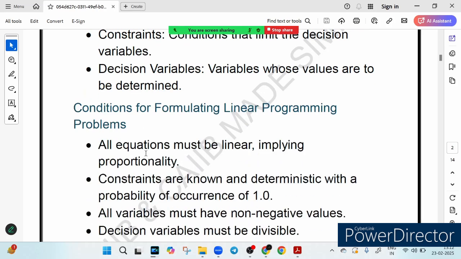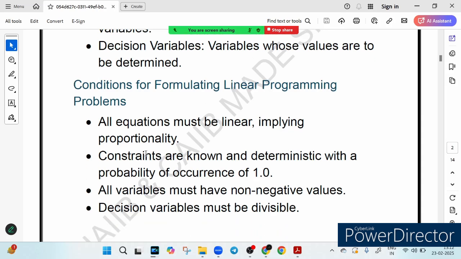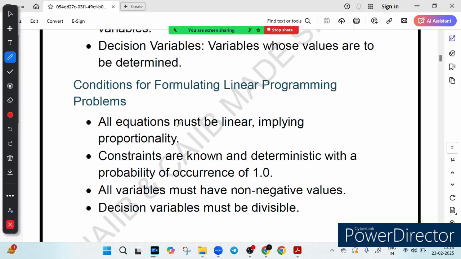Now let's discuss the conditions for formulating a linear programming problem. How to formulate the linear programming problem, the conditions. Ever wondered what makes a linear programming problem valid? Just like a recipe needs the right ingredients, an LP problem must follow certain rules. In this slide we will break down the conditions in the simplest way. The first condition is that all equations must be linear, right?